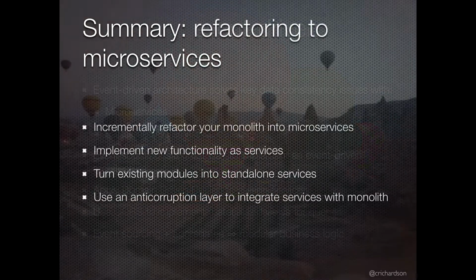And then finally, I spent some time describing how you can incrementally refactor your monolith into a set of microservices. You can implement new functionality as services, and then you can incrementally extract modules out of your application and turn them into services. And along the way, you're going to have to write glue code, which goes by the name of an anti-corruption layer, to integrate your services with your monolithic legacy system. So it's quite a bit of work, but it's very worthwhile.